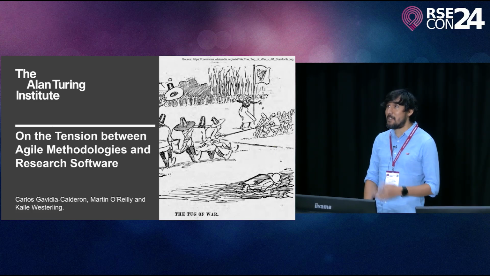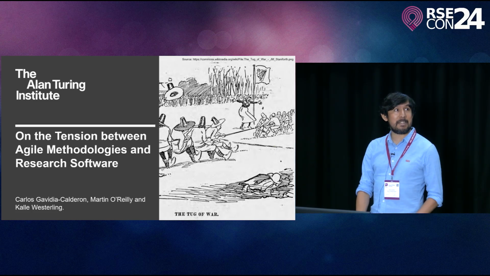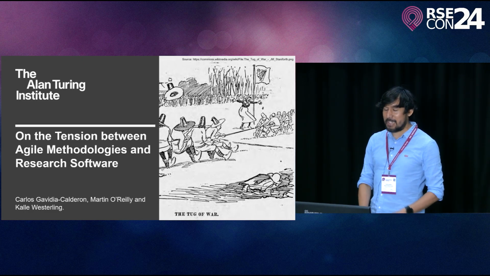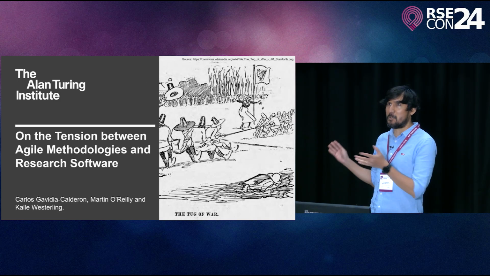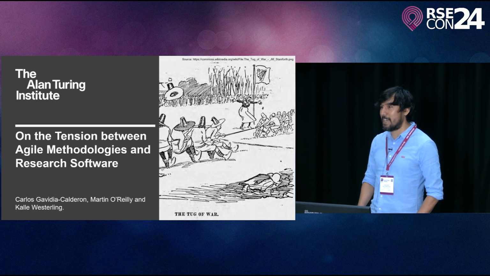I'm Carlos Gavidia. I work at the Turing as an RSE. This is my very first participation in the RSECon. This is my very first RSECon talk. The title is On the Tension Between Agile Methodologies and Research Software, and this is not only me. This is joint work with my colleagues from the Turing, Martin O'Reilly, and Callie Westerling.